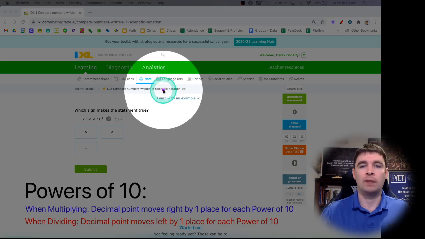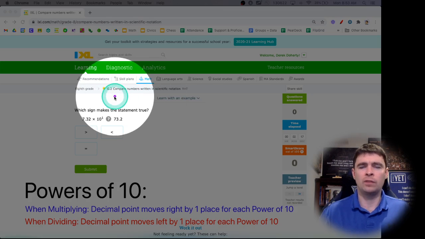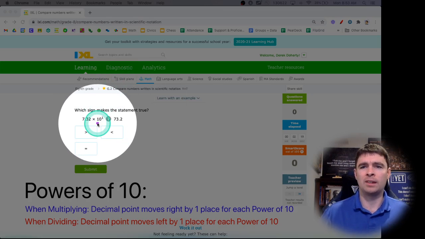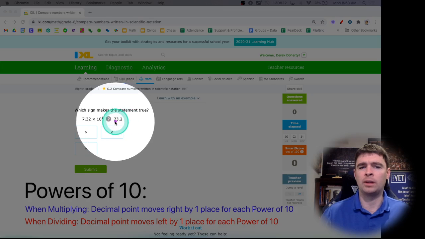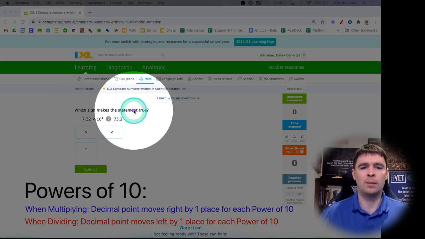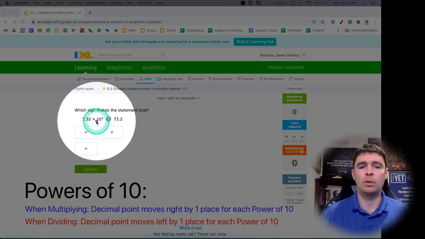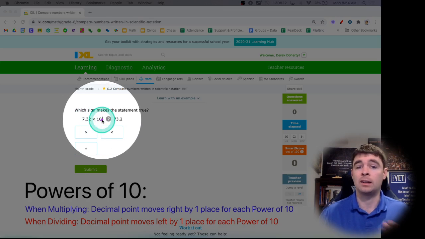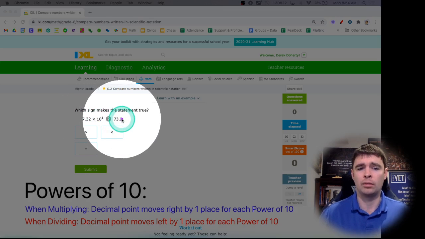Compare Numbers Written in Scientific Notation. So all of G2, they're going to give you two numbers. They might be in scientific notation, they might be standard form. You need to compare if they're larger, smaller, or equal to each other. And in this case, for our first one, they say which sign makes the statement true. We have 7.32 times 10 to the first, a scientific notation number there, and 73.2 here.